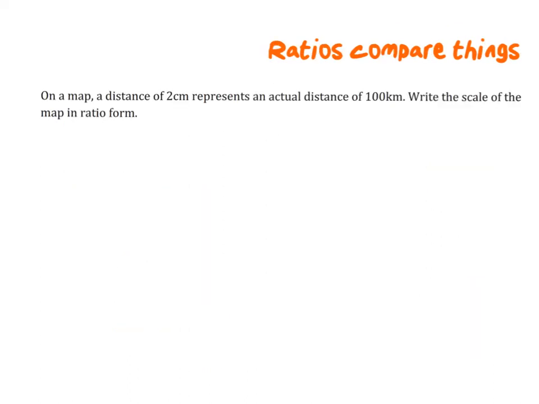Let's have a look at an application of a ratio question. In this question over here, they tell us that 2 centimeters on a map represents 100 kilometers in real life. And they want us to determine the number scale on the map. If you've ever looked at a map, you will know that it either has a bar scale at the bottom of the page or it has a number scale. And the number scale says how many times bigger the real life is than the map representation.